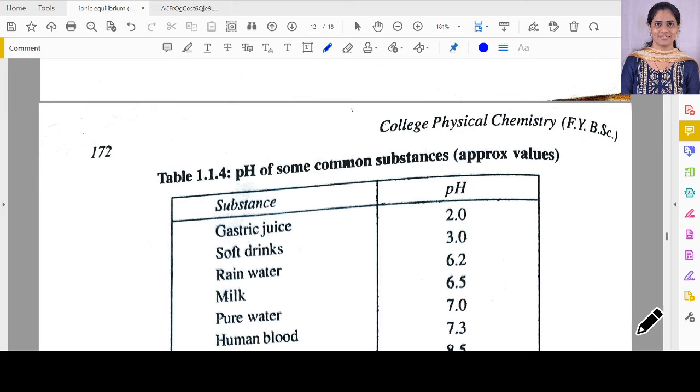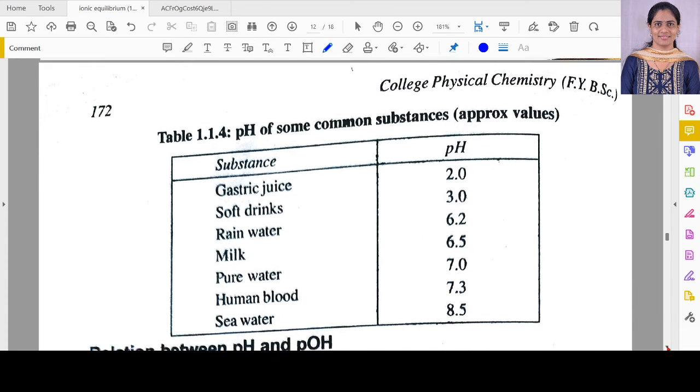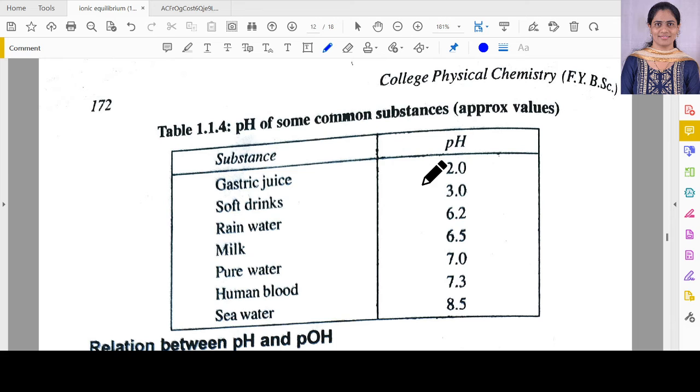Then remember the pH values of some important things, like gastric juice, in which everything we eat gets digested, which is 2.0. Then soft drinks around 3, rainwater around 6, milk has a pH of 6.5, pure water is 7, human blood has pH 7.3, and we have seen the consequences also. Sea water has a pH of 8.5. So remember the pH values of all these.